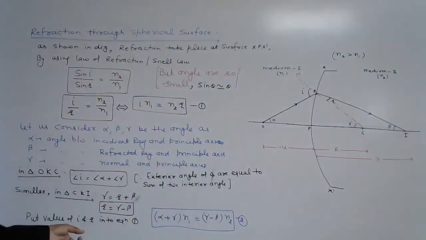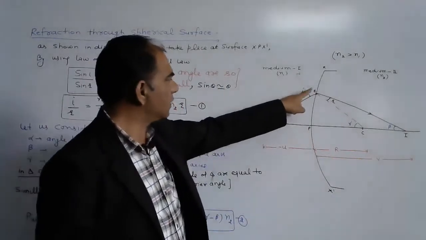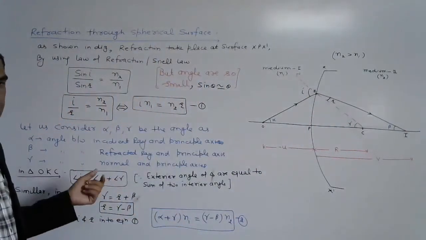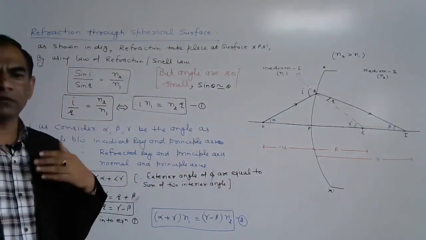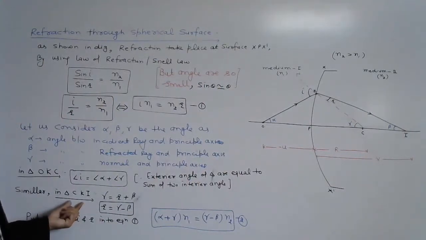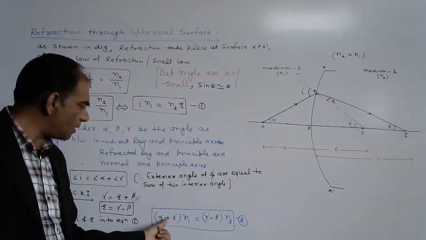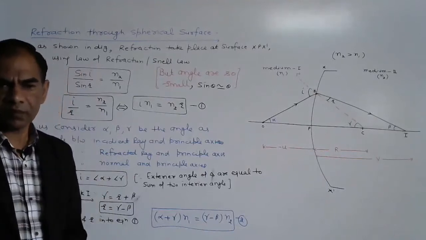So with the help of geometry, first we take the triangle OKC. This is the triangle O, K and C. We apply i is equal to alpha plus gamma, and the condition is that the exterior angle of a triangle is equal to the sum of the two interior angles. Similar phenomena apply on the other triangle, and we get the relation as: alpha plus gamma, n1, is equal to gamma minus beta, n2.